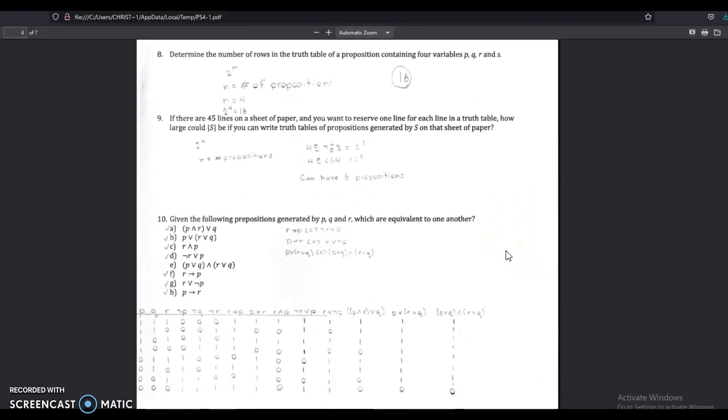For 8, it asks to determine the number of rows in the truth table of a proposition, calculating 4 variables, P, Q, R, and S.